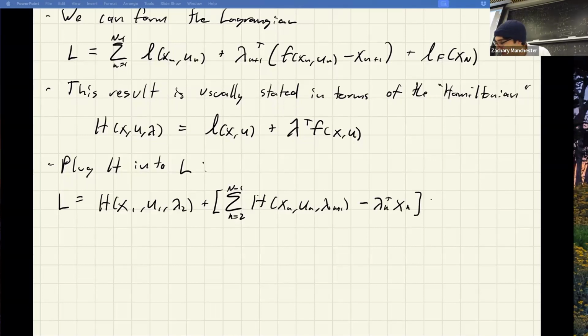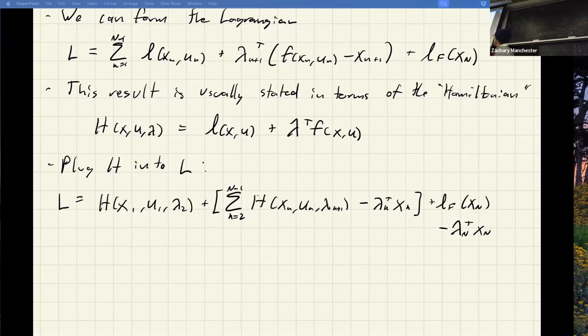And then I've got my terminal cost. Let me finish writing this, and then I'll explain what this extra stuff is. And then I get a lambda n xn out here too. So what's going on here is I've basically read the stuff in the sum, and I've pulled out the first time step and the last time step outside of the sum.